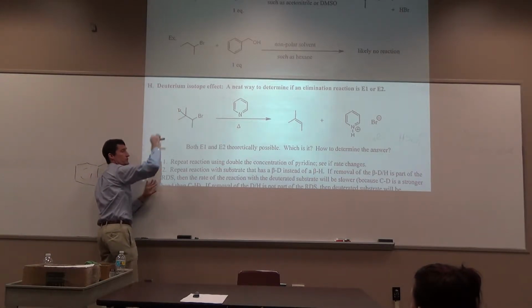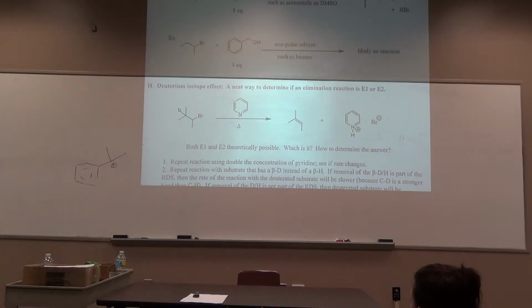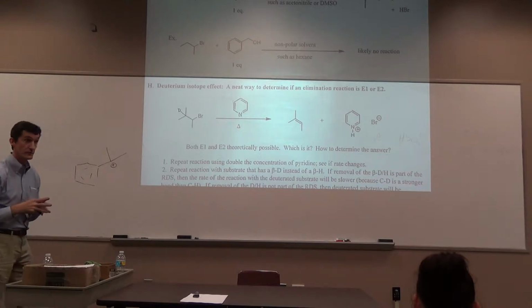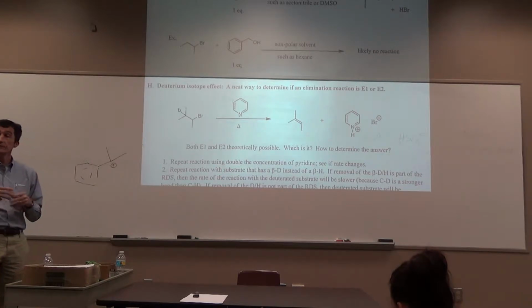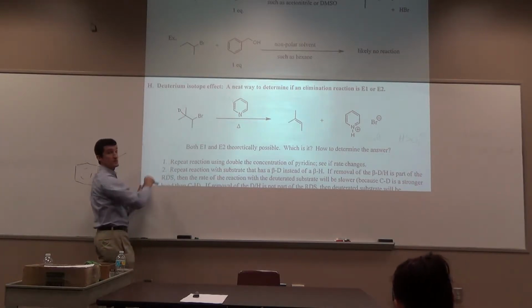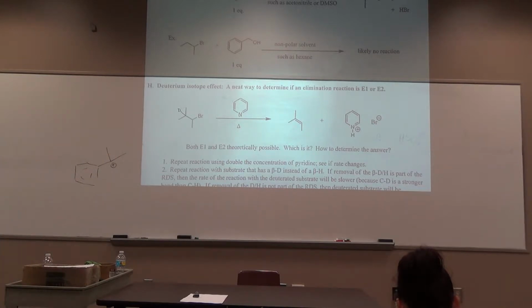Now a C-D bond is stronger. That means it's more difficult to remove, and the transition state of removing it is going to be higher in energy. Now let's say we replace the H with D, and then we do the reaction, and the rate gets slower. Which mechanism thus is operating? E2. It would only get slower if this bond is broken in the rate determining step, and only in E2 is that bond broken in the rate determining step.